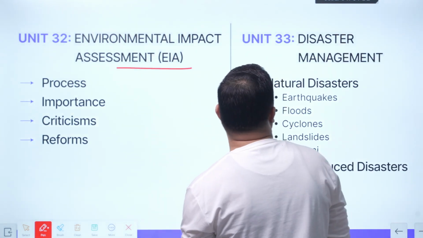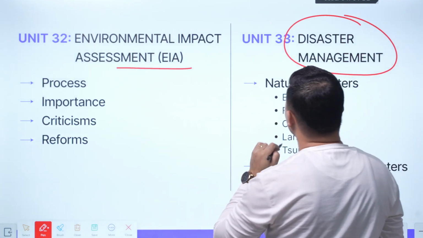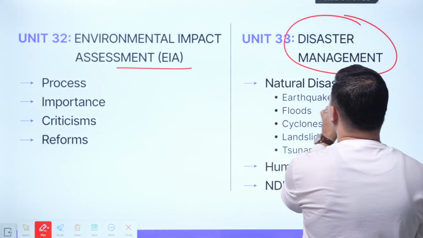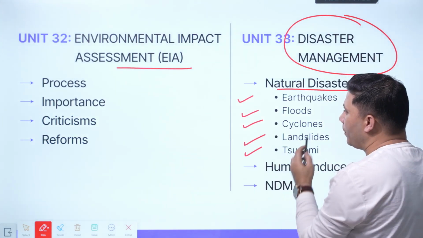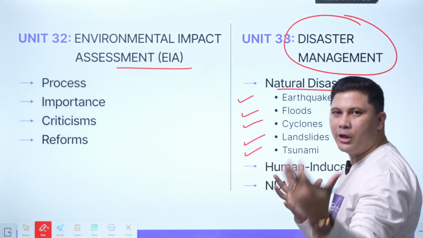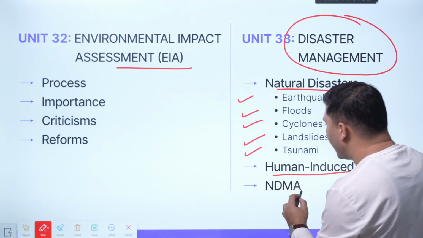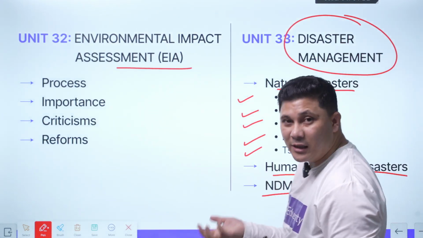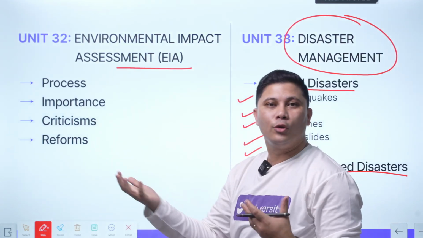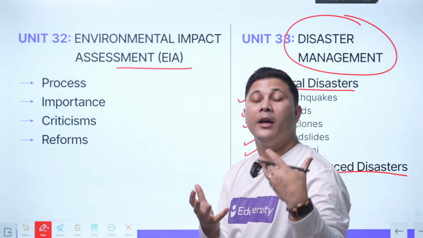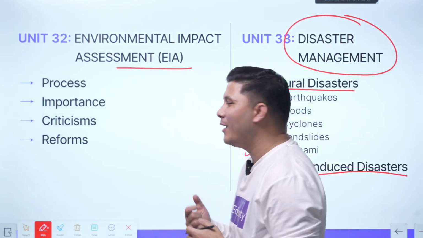Apart from this, you have to study disaster management. In disaster management you have to study natural disasters: earthquake, flood, cyclone, landslide, tsunami. Of course, this you will touch even in the geography portion as well. Then human-induced disasters, NDMA, National Disaster Management Authority. When we were preparing, we used to go to the NDMA guidelines, NDMA website, then take out the important points of the NDMA, like that.